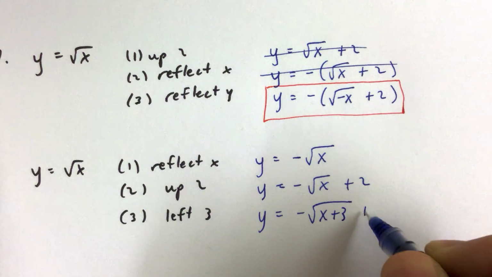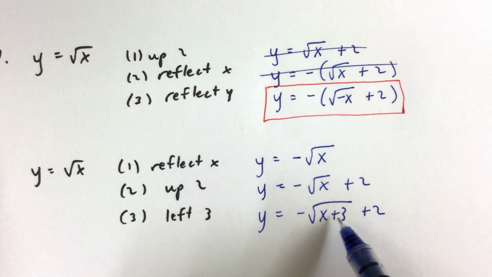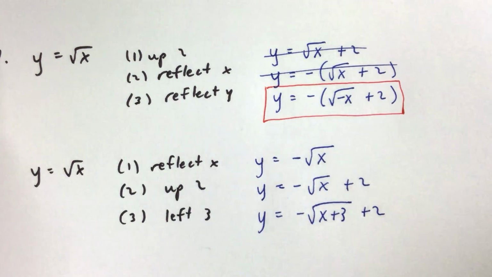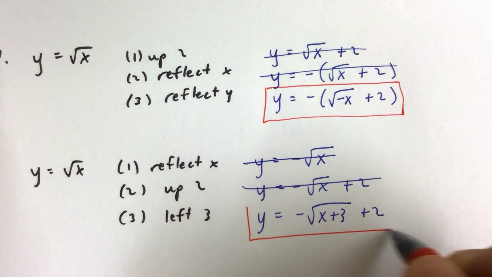That's the hardest one to remember. Plus 3, we go left. Minus 3, in place of x, we go right. So we don't need those anymore. Our final function is the answer that we're looking for.